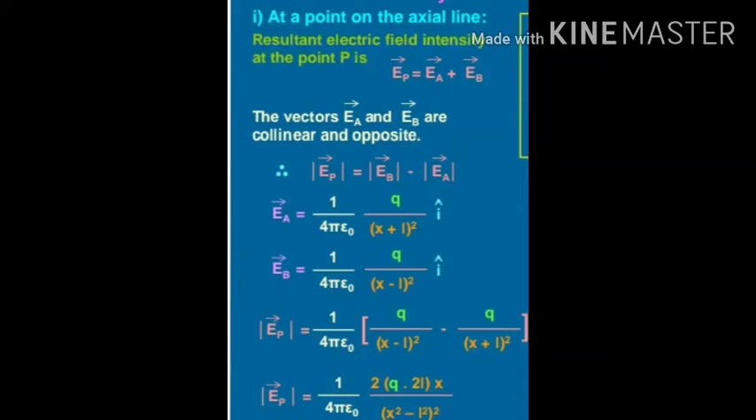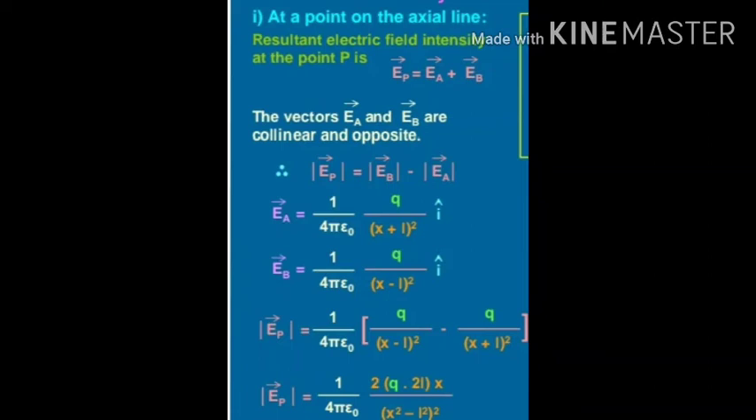So, EA is equal to 1 by 4 pi epsilon naught Q by distance square, that is x plus L whole square, in the direction of x, that is i cap. EB is 1 by 4 pi epsilon naught Q by x minus L square i cap. Now, the magnitude of EP is equal to 1 by 4 pi epsilon naught within bracket Q by x minus L square minus Q by x plus L square.